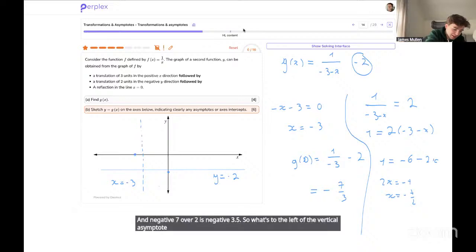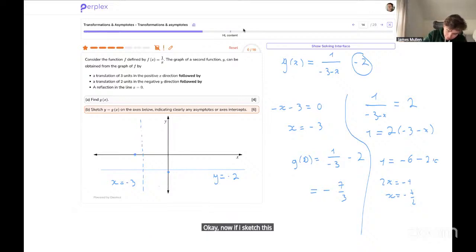And negative 7 over 2 is negative 3.5, so it's to the left of the vertical asymptote, so it's going to be right there. Okay, now if I sketch this, it means I'm going to have something like this and something like this, right? Perfect. Any questions about that? Very good. Let's continue.